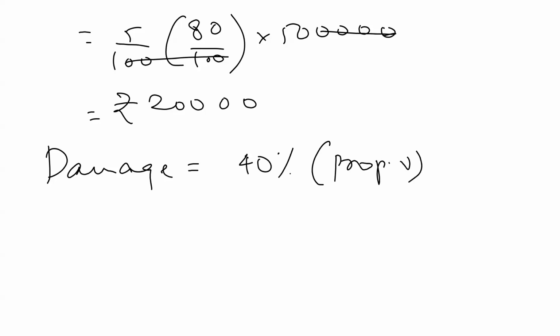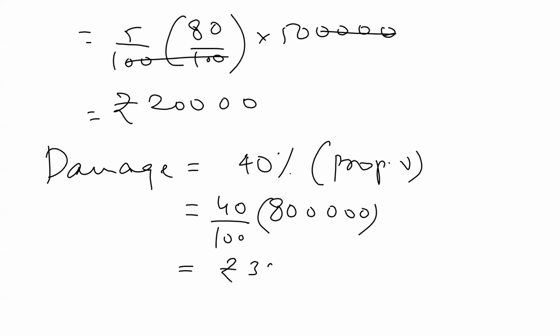See, basically when the words used are reduced to, only then you have to subtract the percentage from 100. If it is not reduced to, like in the previous problem, I have not subtracted this from 100. Only when these two words, reduced to, are used, subtract the original percentage from 100. So the wording here is reduced to 60%, so 100 minus 60, that is 40%, which is the actual damage. So 40 upon 100 into property value, which is 8 lakh. If you calculate this, you will get 3,20,000.